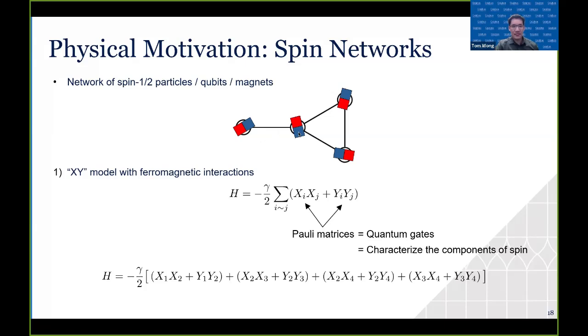And so again, for this graph, we have 4 different edges. So we're going to sum over 4 different pairs of vertices. So we have vertices 1 and 2, which will give us the Pauli X and Y matrices for 1 and 2. We have vertices 2 and 3 that are adjacent, vertices 2 and 4 that are adjacent, and vertices 3 and 4 that are adjacent. So the entire Hamiltonian for this particular graph might look like this.